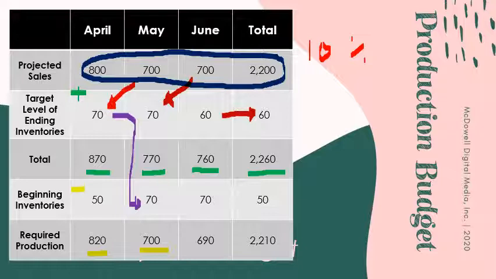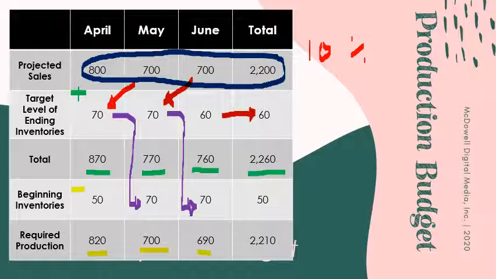Pagdating naman kay June, ulitin ko, yung magiging beginning inventories mo is yung ending inventories ng nakaraang buwan. So, kung yung ending inventories ng May is 70, that will be your beginning inventory on June. Okay? And, again, 760 minus 70, you have here 690.